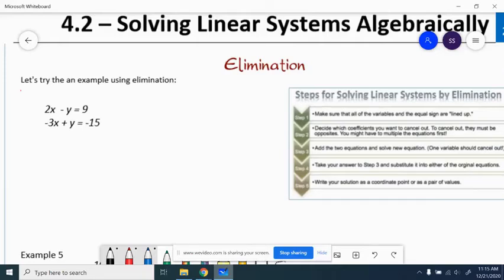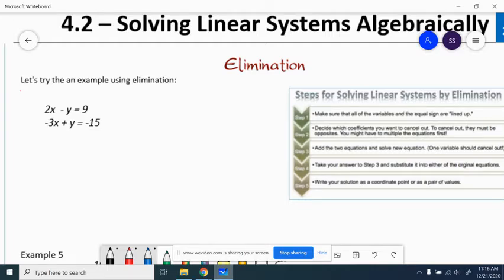Okay, we're on solving linear systems algebraically. We're going to be looking at the elimination method today. I've got some steps for solving by elimination here. First thing we want to do is make sure that all the variables and the equal sign are lined up.